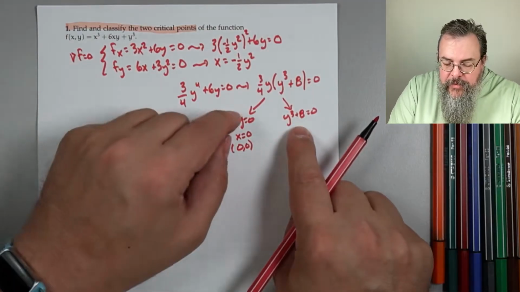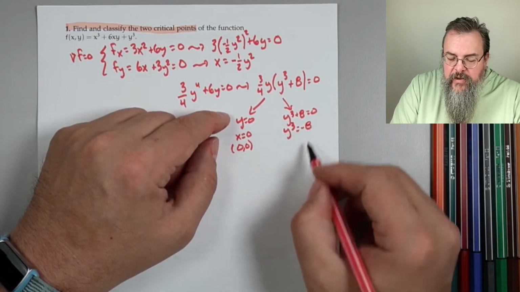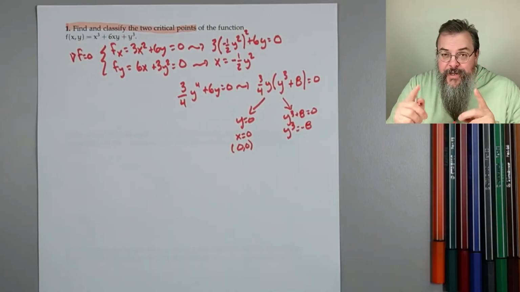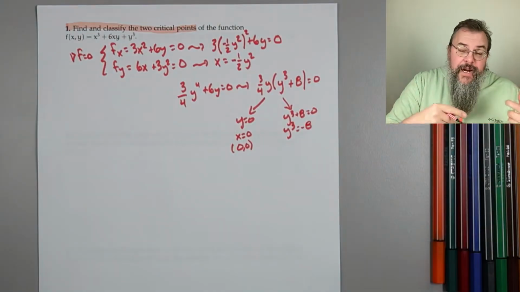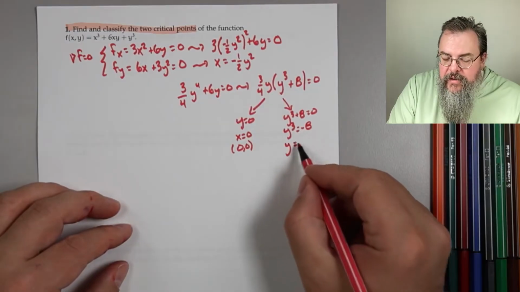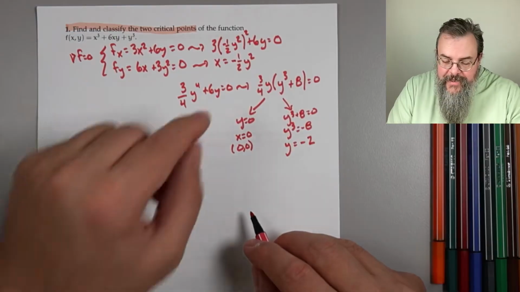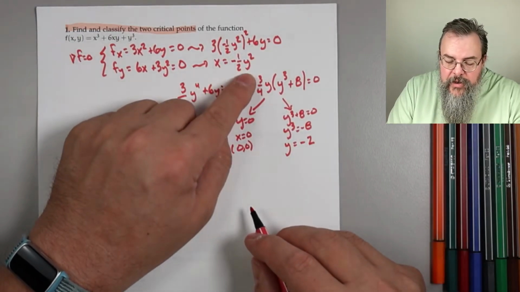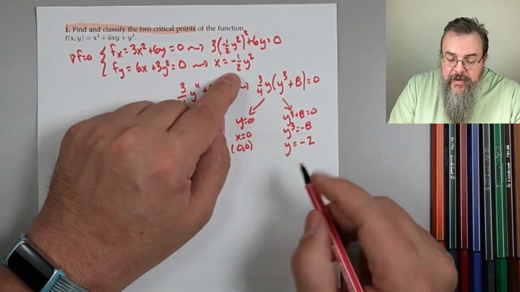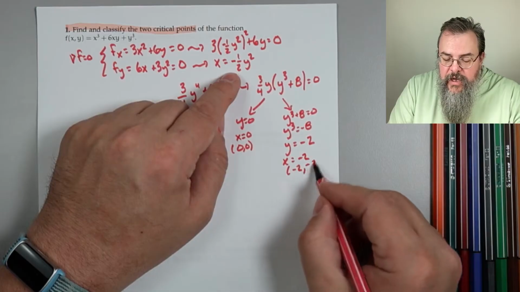Now how about here? y cubed plus 8. Well, y cubed is negative 8. We can take the cube root. Now cube roots don't have the square root issue. Square roots we'd have a plus minus, cube roots we don't. And the cube root of a negative number is negative. In this case, it's negative 2. What's x? Well, square your y value. So negative 2 squared is 4, times negative 1/2, x equals negative 2. So you get the point (-2, -2).